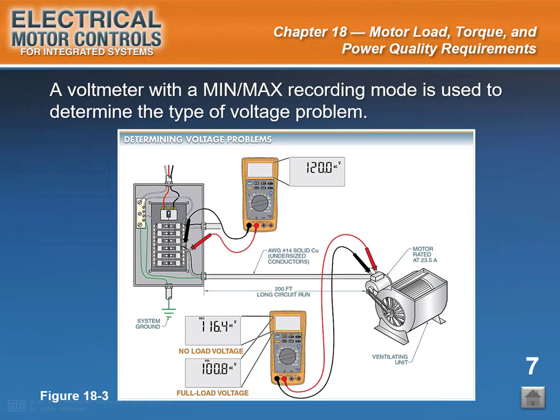A voltmeter with a minimum/maximum recording mode is used to determine the type of voltage problem. See Figure 18-3. A voltmeter can be used to measure the voltage at the power source and at the load to determine if there is a problem with bad connections, too long of a run, or undersized conductors. Many voltmeters have a min/max recording mode that is used to measure voltage over time and can be used to determine if there is a voltage sag or other voltage fluctuation problem.